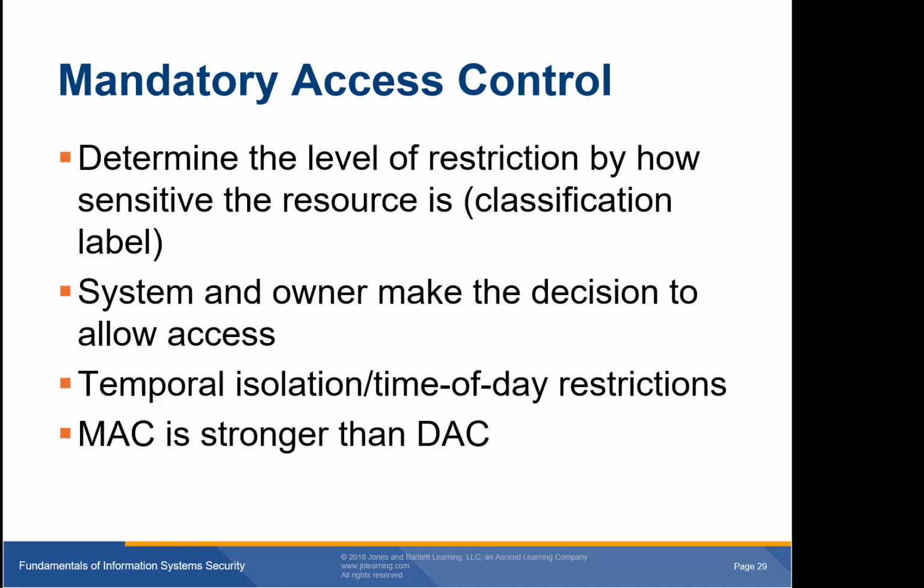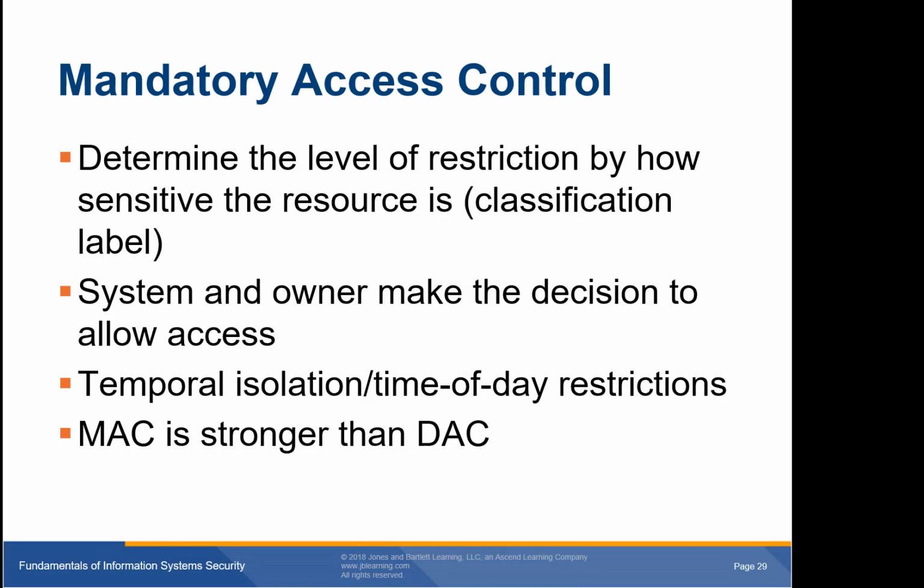Mandatory access control is another method of restricting access to resources. You determine the level of restriction by how sensitive the resource is. This is represented by a classification label. Individuals must then be formally authorized, for example, obtain clearance to access sensitive information. Security policies defined for systems that are used to process classified information or any other sensitive information must include provisions for enforcing MAC rules. That is, they must include a set of rules that controls who can access what information.